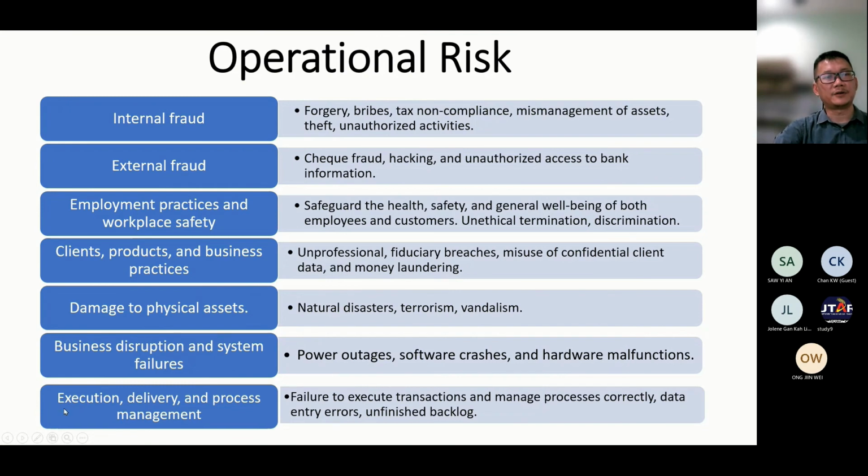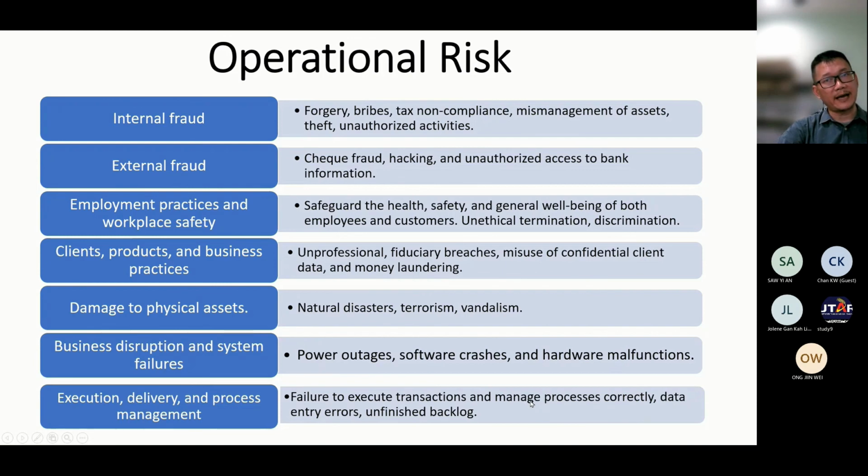And the last type of operational risk is execution, delivery and process management. Let's say there is a failure to execute transactions. For example, the bank approves a loan, but there are problems because of documentation, legal issues, or maybe an internet problem. The bank cannot execute certain transactions, such as loan disbursement, or when the bank is dealing with trading activities.